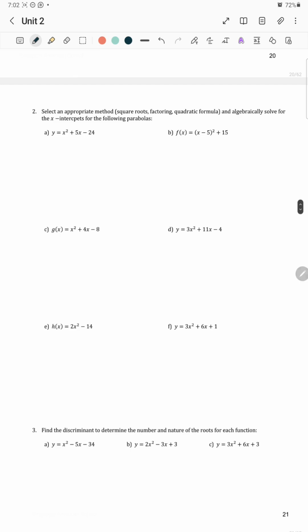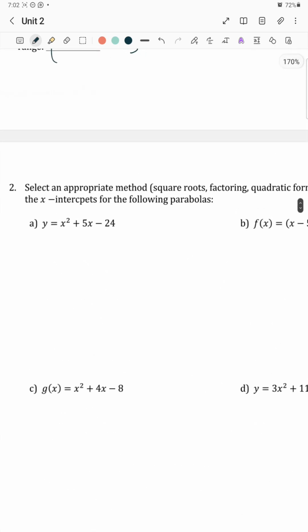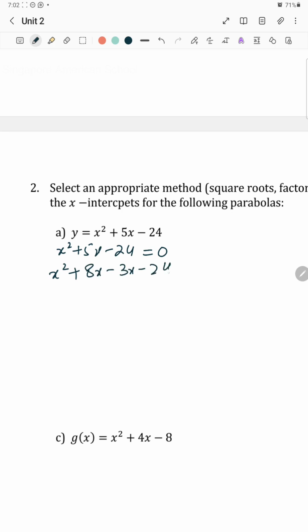Select an appropriate method: square root, factorizing, quadratic formula, and algebraically solve for the x-intercepts for the following parabolas. So we can use any method to find it easy. So we will use the factorization method, which is the easiest one. Minus 24, which is equal to 0. So 8 3s are 24, and 8 minus 3s.